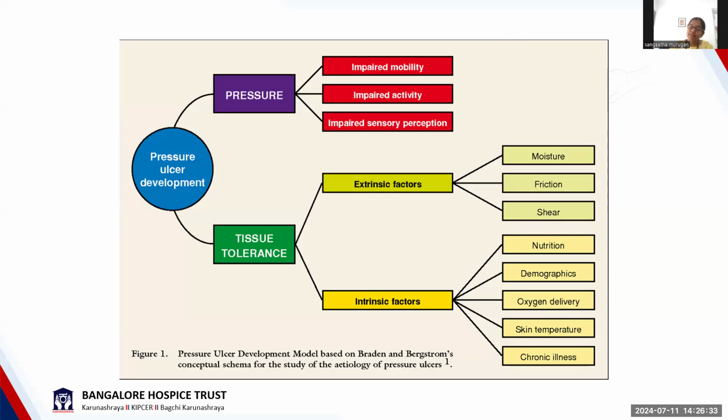So these are the basic risk factors. The major one is pressure in case of bedridden status. Tissue tolerance, extrinsic: you can prevent moisture, friction and shear. And the intrinsic factors: the patient's poor nutrition, the patient being on tube feeding, cancer of the esophagus where they can't swallow, a lot of things. The nutrition, demographic area, some places being continuously cold and rainy, poor oxygen in the body, the patient will not get good tissue perfusion, and skin temperature and all chronic illnesses. So these are all the reasons why the patient is getting pressure ulcer.